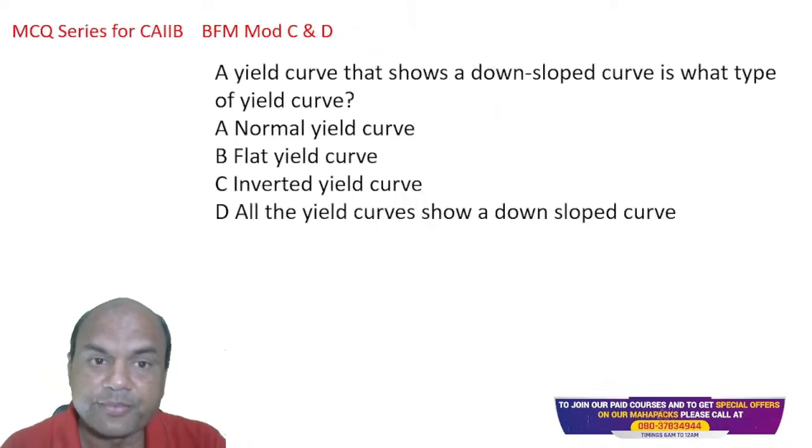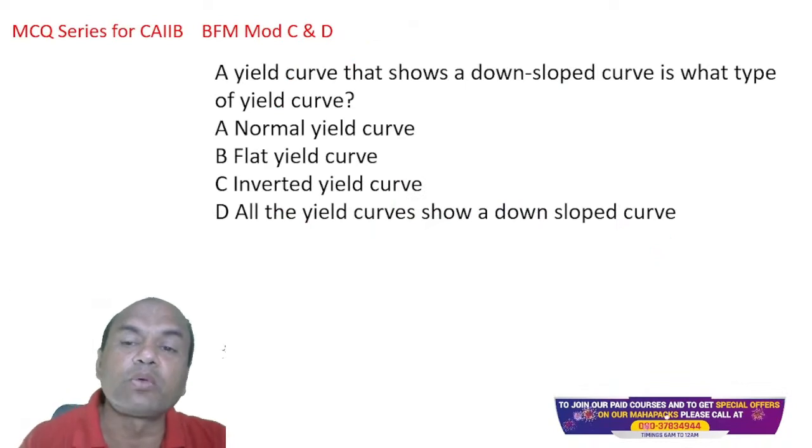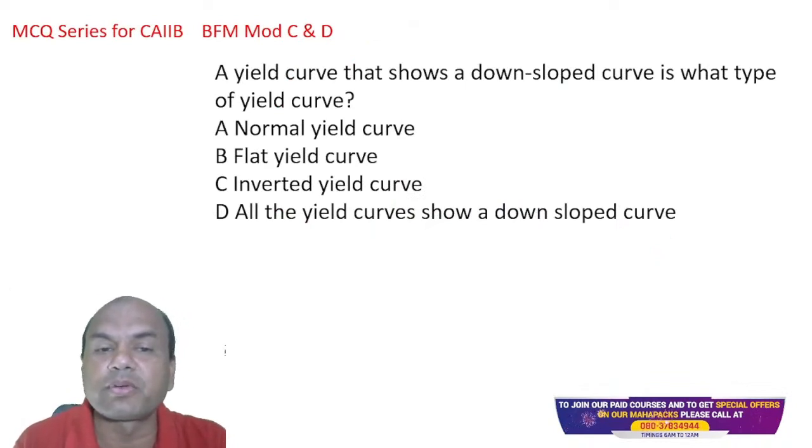A yield curve that shows a down-sloped curve is what type of curve? Down-sloped. Now this is easy.